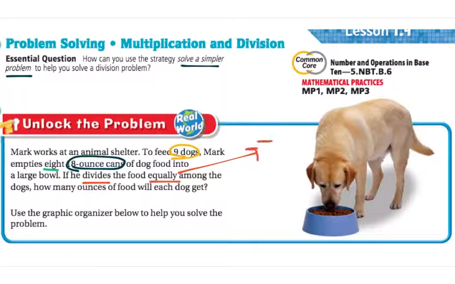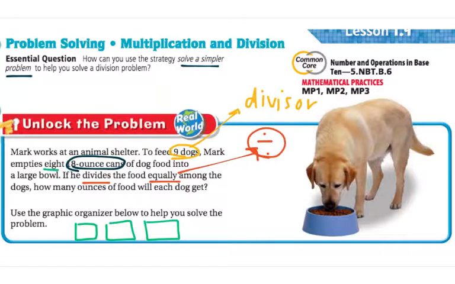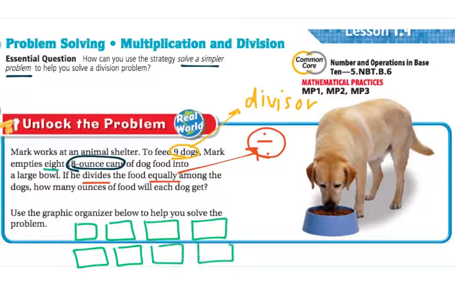So when I hear the word equally, I know that this is going to be a division problem. So it's also going to be important that we note that. Also, if we're dividing it among 9 dogs, we know that that's going to be our divisor, what we're dividing it up amongst. And what we need to find out, which we don't know yet, is how many ounces we have. Currently, we know that we have 8 cans. And we know that in each can, there's 18 ounces of food.